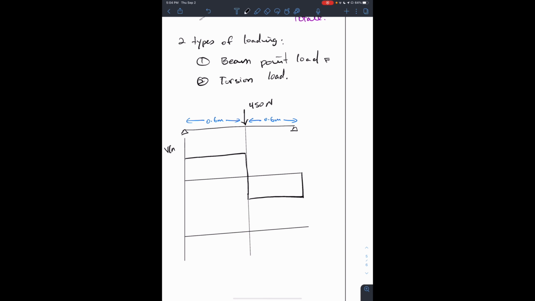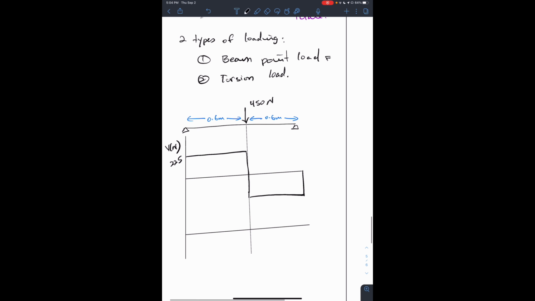So this is V newtons. This value would be... and the bending moment. This value would be 135.